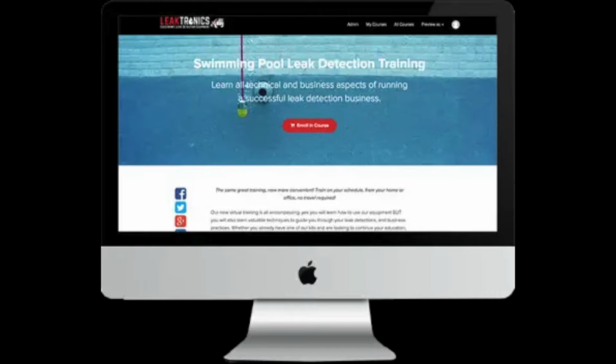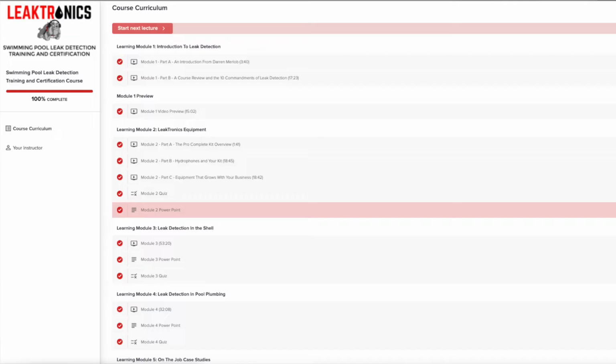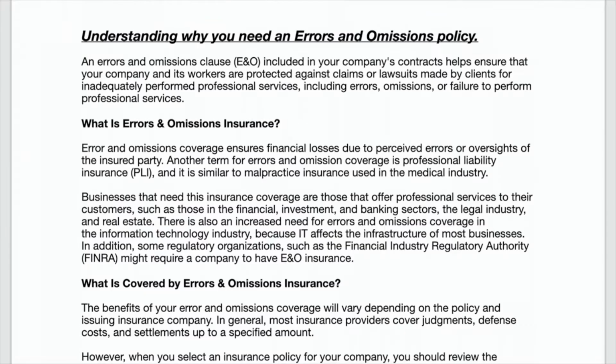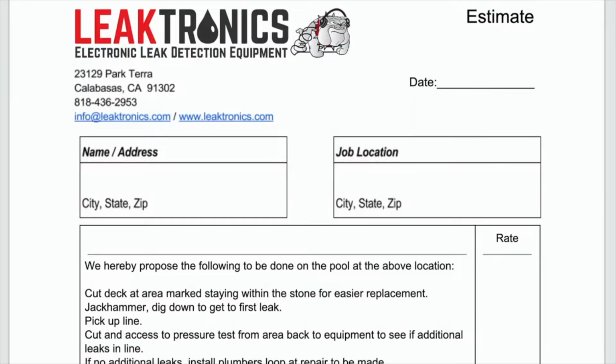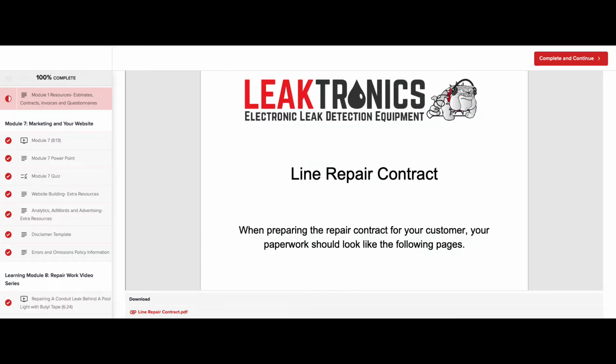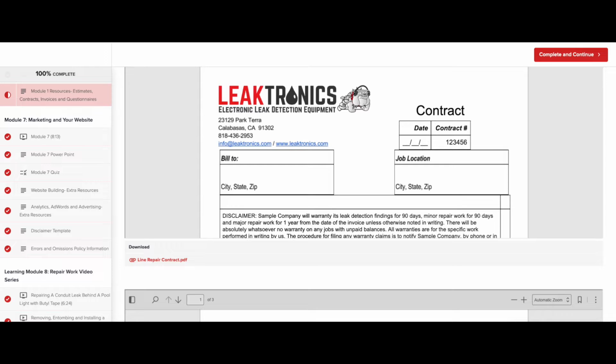So we're here to talk about some of the extras that come with the online leak detection training program as far as pools are concerned. When we talk about what it comes with, we're talking about a lot of the downloads that are there. And the downloads are sample contracts. Contracts of what we charge, how we propose our estimates, how we price out our leak detections, how we charge a flat rate for doing these leak detections. And all of this is very important as far as doing leak detections yourselves.